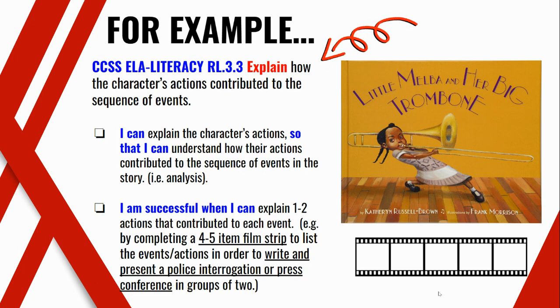I'm successful when I can do what? The teacher expects scholars to explain 1 to 2 actions that contributed to each event. For example, by completing a 4 to 5 item film strip to list the events or actions in order, and to write or present it as if it's a police interrogation or a press conference in groups of 2. So again, giving scholars real world analogies. There's a film strip. They're really having to unpack everything that happened. They're also supposed to put 2 actions in each of the film strip.